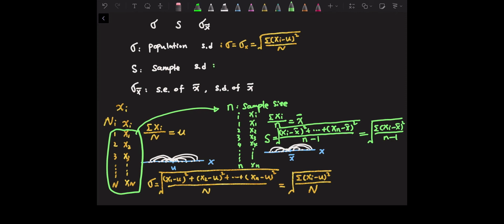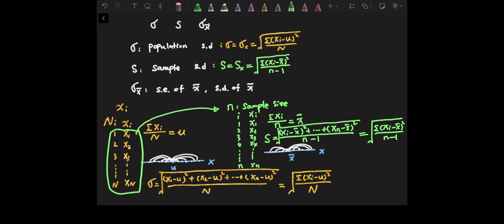Okay, so now I write here S. You can use the notation S subscript x because this is the standard deviation for this variable x, and it equals the square root of the sum of each value of x minus x bar squared, divided by the degrees of freedom, which is n minus 1.